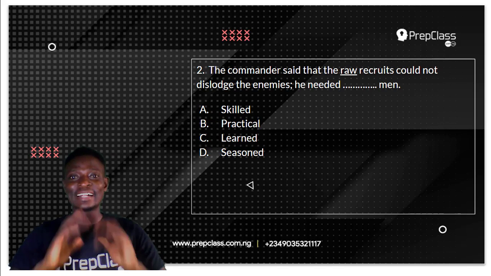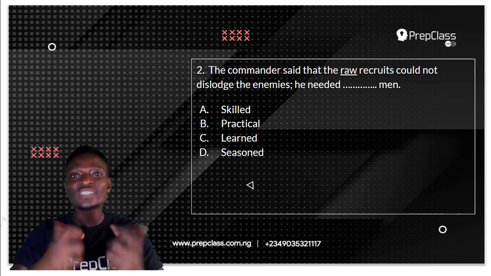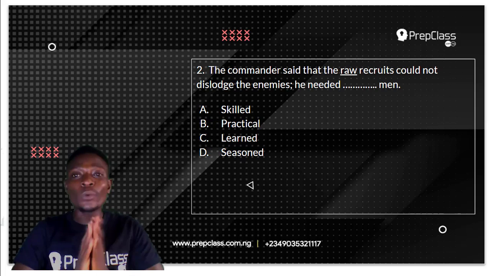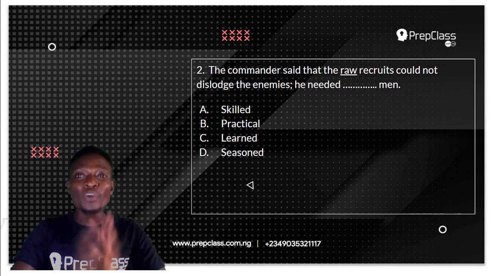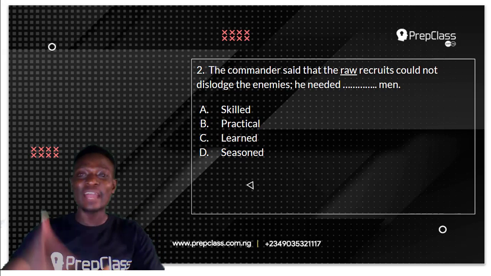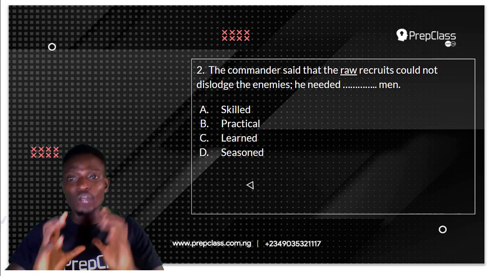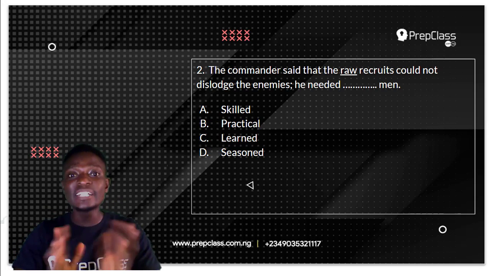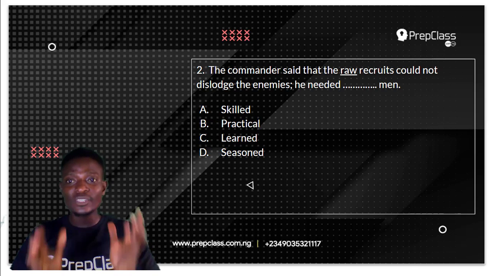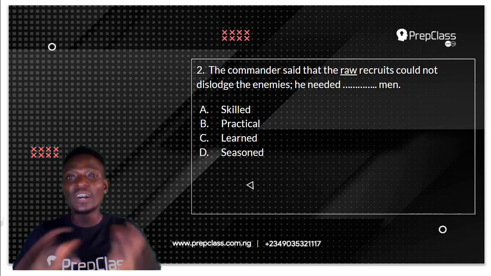Question 2 reads, the commander said that the raw recruits could not dislodge the enemies. He needed dash men. Remember, we had to select the word that most nearly means opposite of the underlined word and at the same time will correctly fill in the gap in the sentence. So the options we have are skilled, practical, learned, and seasoned. So how do we know the word that most nearly means the opposite of raw?